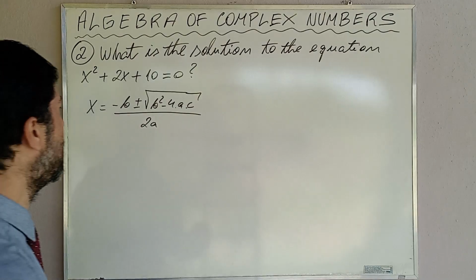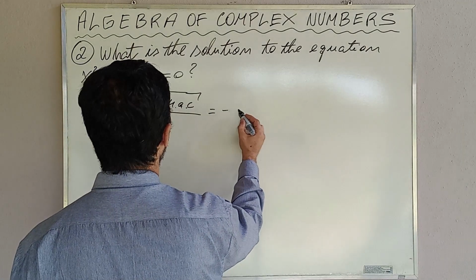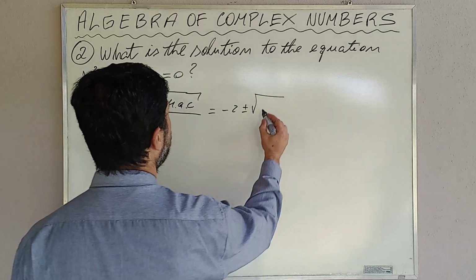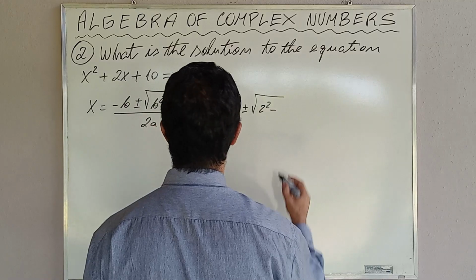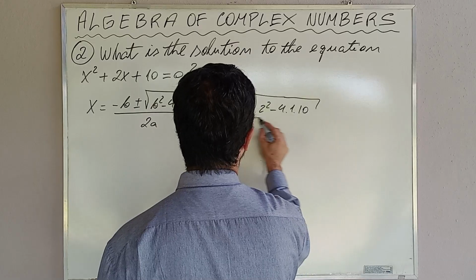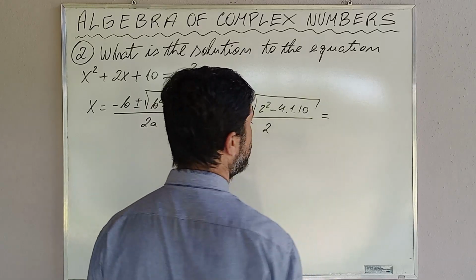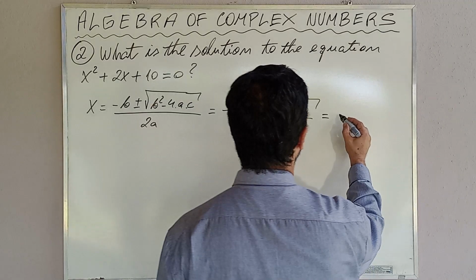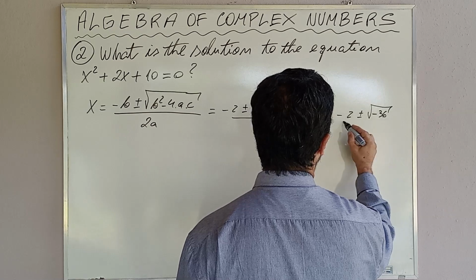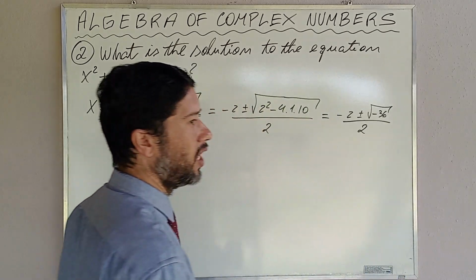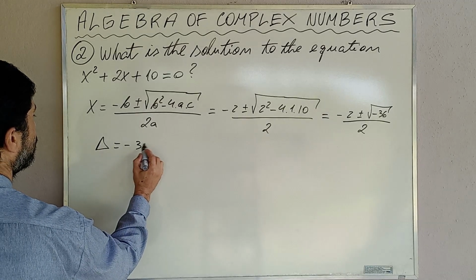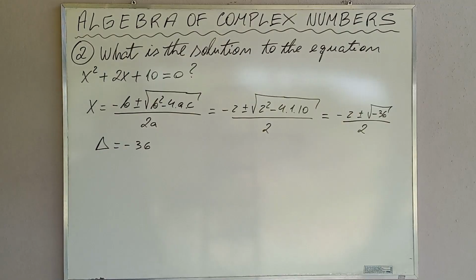For this exercise, x is equal to negative 2 plus minus the square root of b squared minus 4 times 1 times 10 divided by 2, which can be simplified to negative 2 plus minus the square root of negative 36 divided by 2. Observe that the delta is negative. The delta is equal to negative 36. Take a look at this.